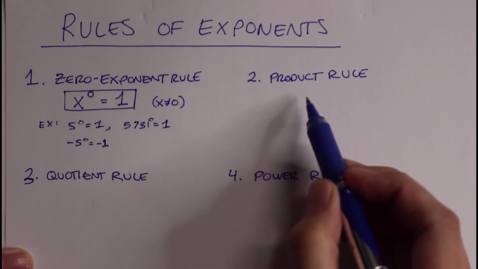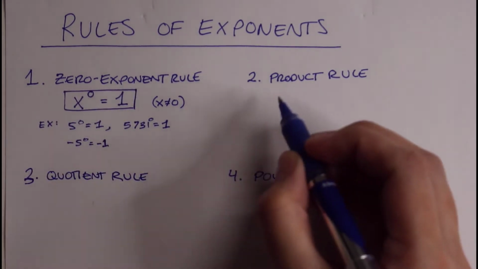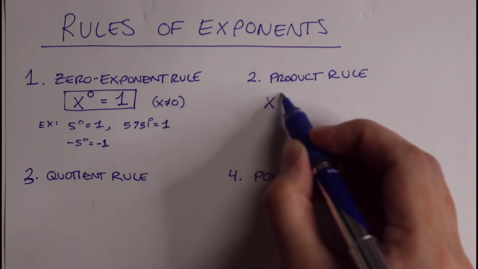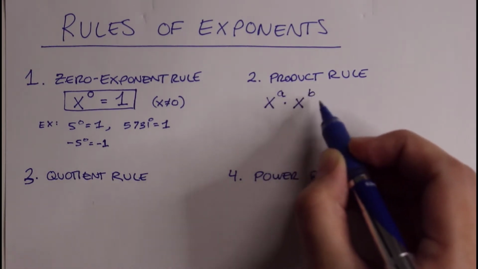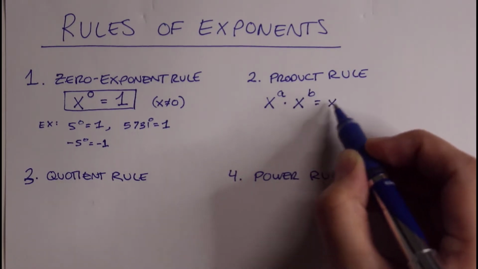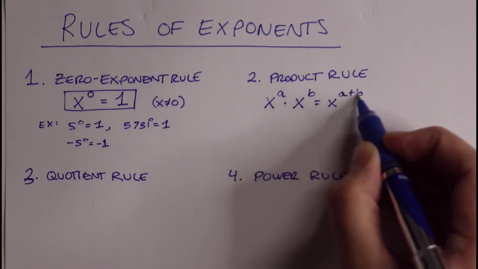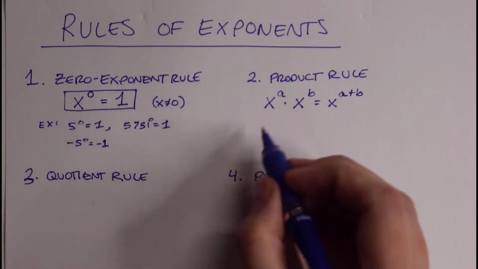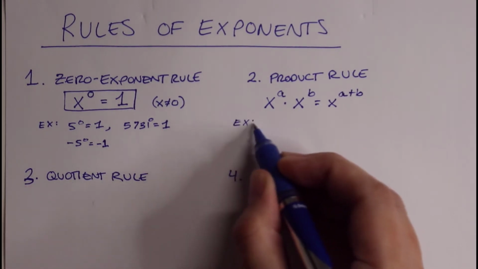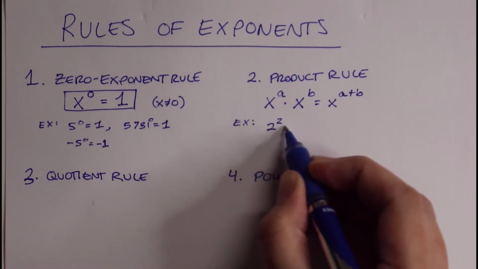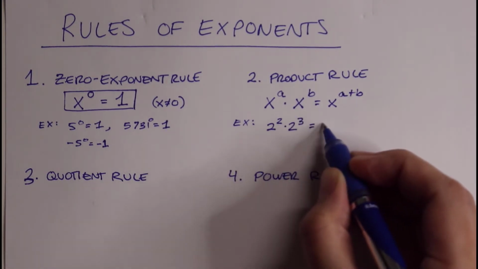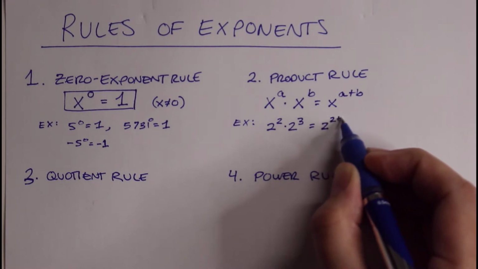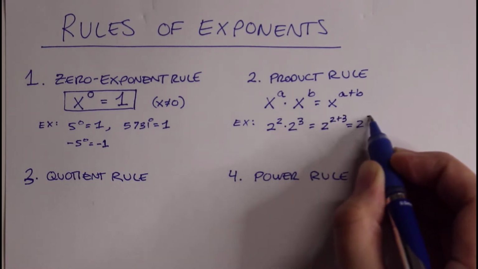Then you have your product rule, which says if you have a base to an exponent or power times the same base to an exponent or power, you can add those exponents. So this is a really nice rule. Let's look at a quick example. If you have 2 squared times 2 cubed, this rule says that this becomes 2 raised to the 2 plus 3 power, which is 2 to the 5th.